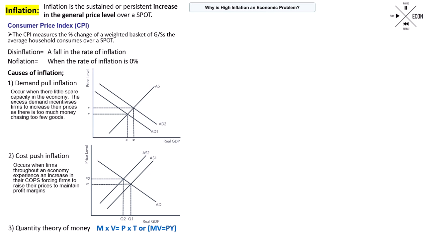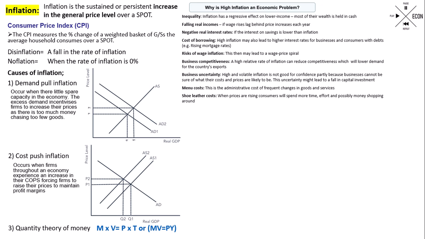So now see if you can identify any issues there are with having high rates of inflation and why the government therefore want to try and control it. So there's a few issues: inequality, falling real incomes. Make sure you understand the impact it has on interest rates, the cost of borrowing, menu costs, shoe leather costs. Because of all these issues with high rates of inflation, the government's target for inflation, remember, is 2%.